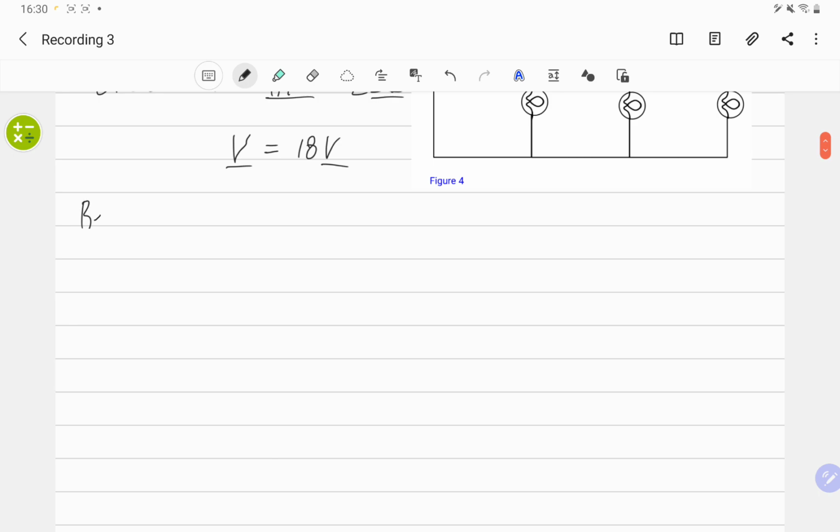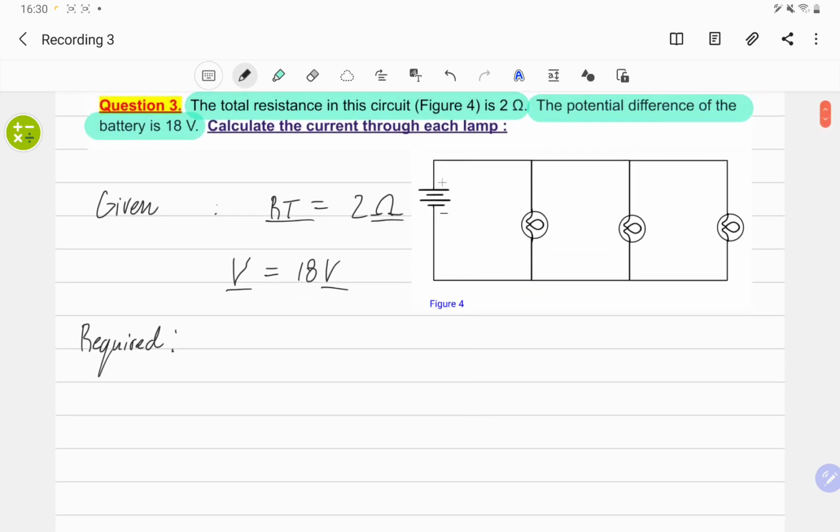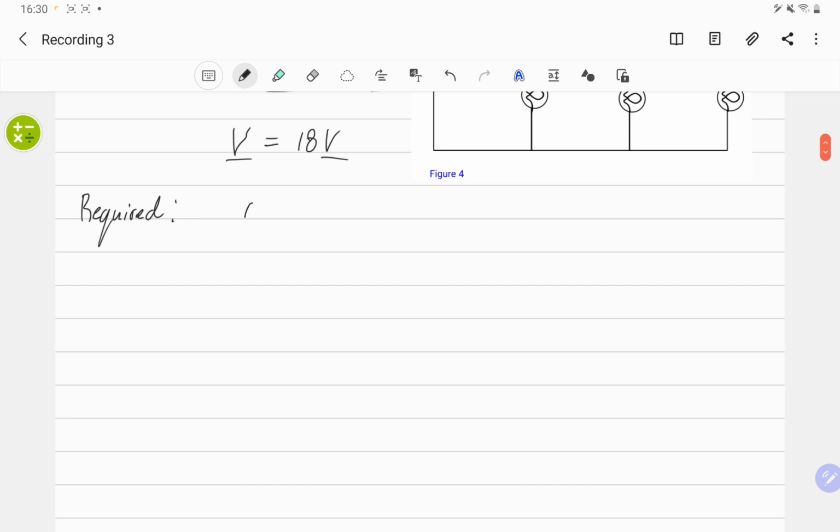Now the required. This is what the question wants us to answer. And the question wants us to answer the current through each lamp. So, current through each lamp. We can also call this the I load for short.